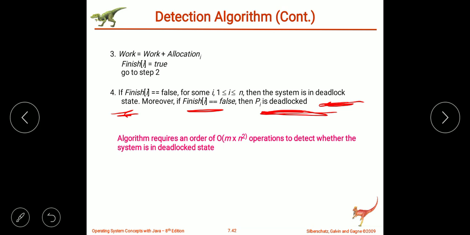And this algorithm would require big O of m cross n square time. So the time complexity of this algorithm is big O of m cross n square, which is the same as banker's algorithm. Banker's algorithm also takes this much time. The complexity of banker's algorithm is also big O of m cross n square.